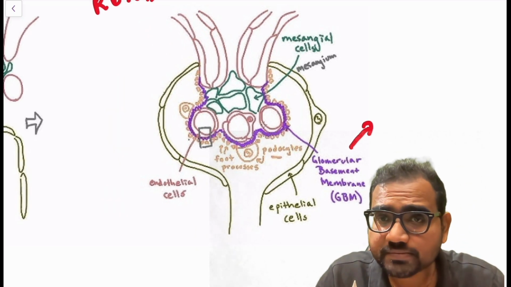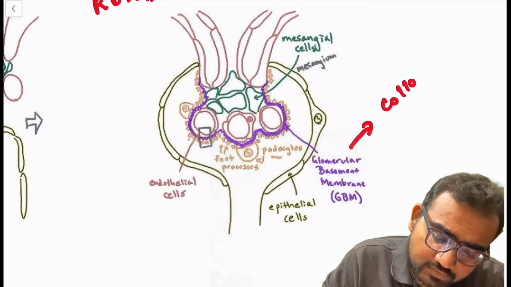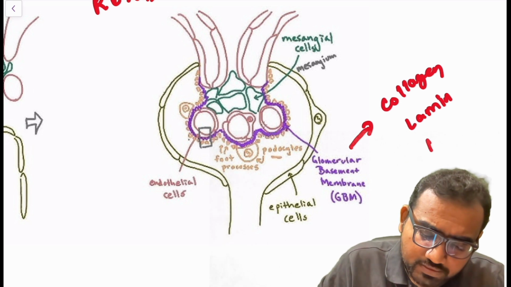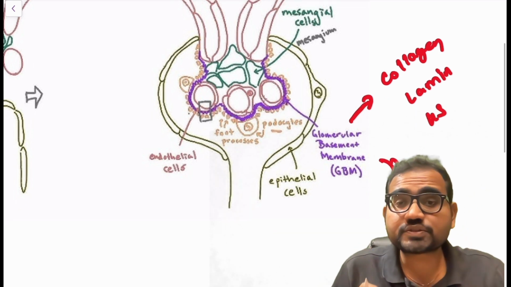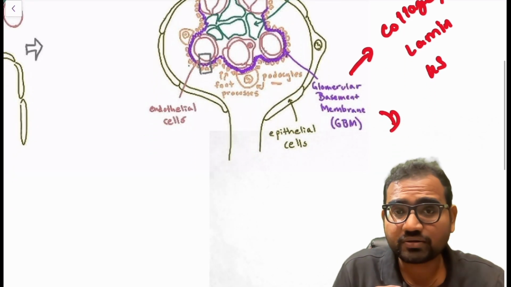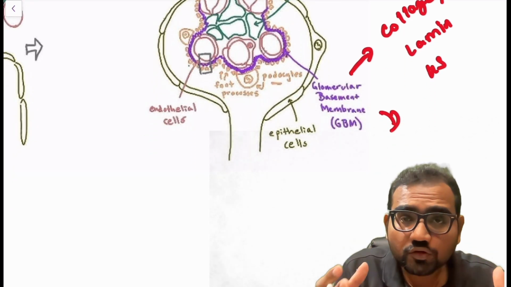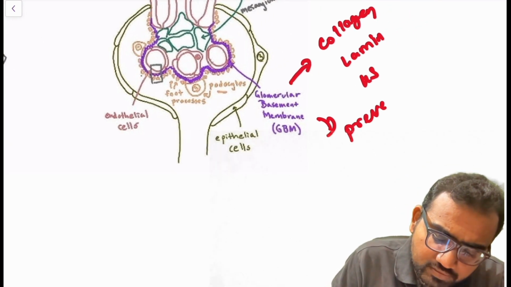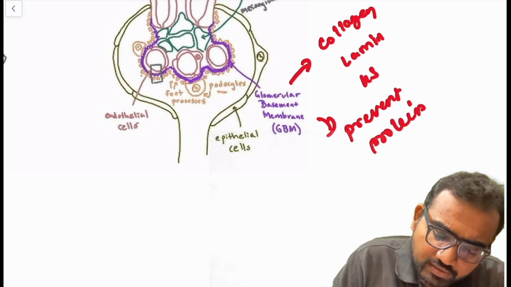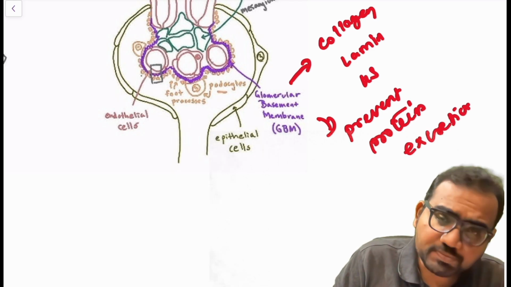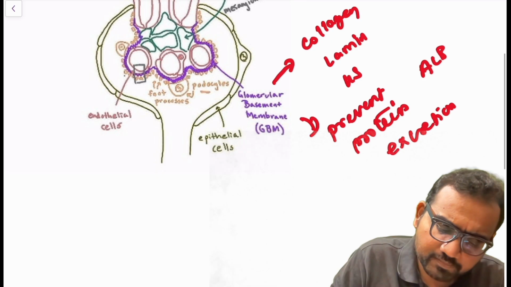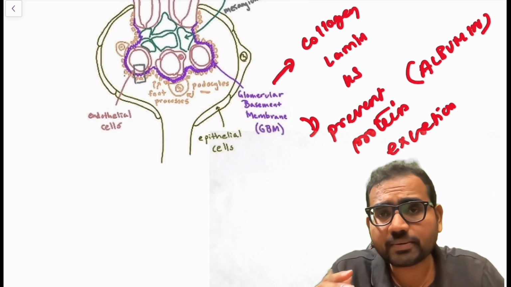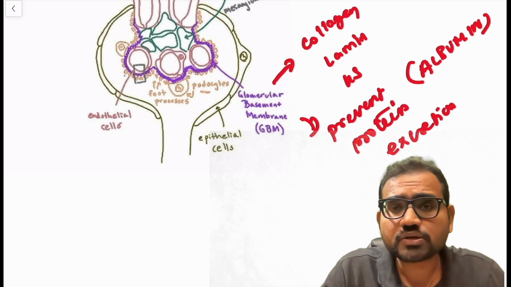The glomerular basement membrane has collagen, laminin, and a few ground substances. This glomerular basement membrane is responsible for prevention of excretion of proteins in the urine. They are going to prevent protein excretion, especially plasma proteins, albumin. So am I right in saying that any disease that is affecting the glomerular basement membrane is going to result in what is called proteinuria?